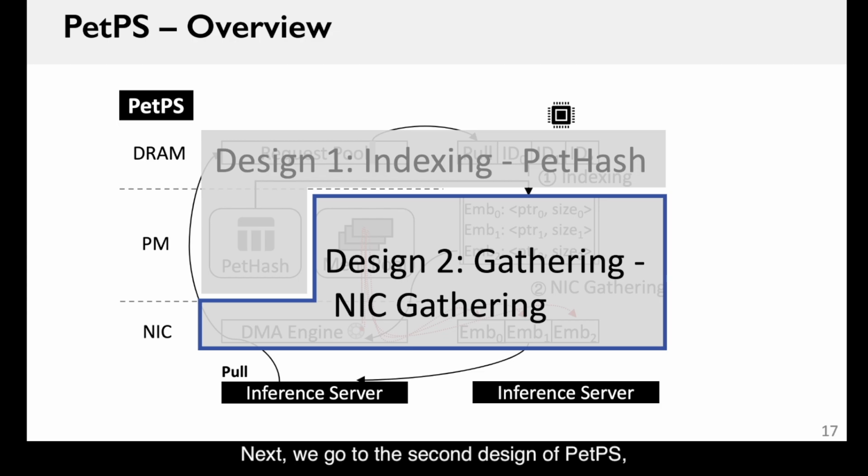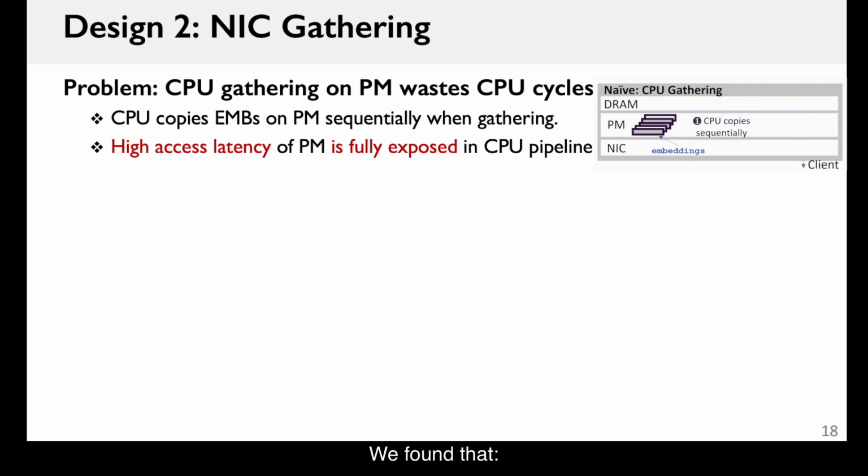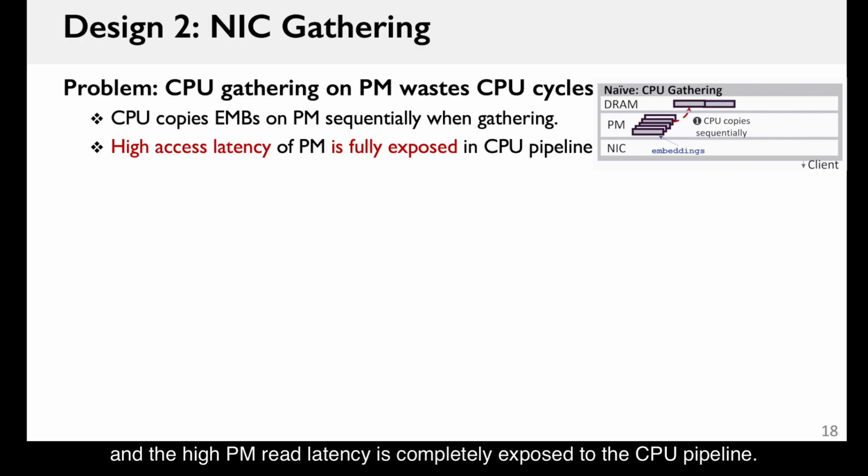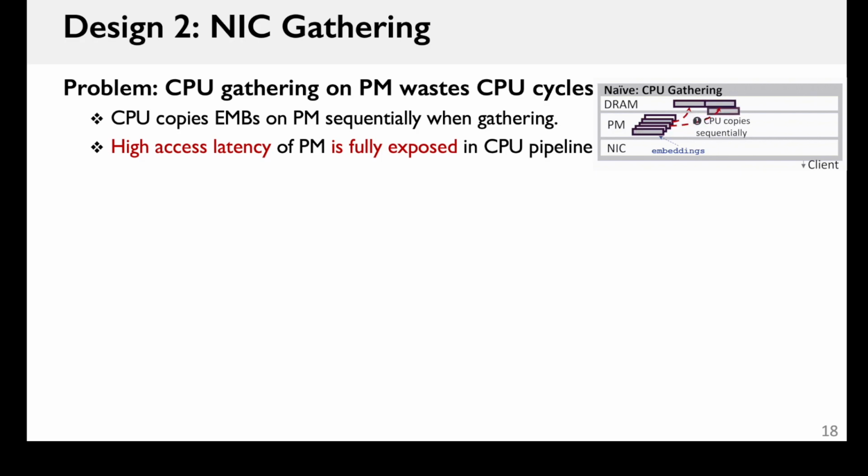Next, we go to the second design of PET-PS, NIC gathering. We found that the existing CPU gather-based scheme wastes lots of CPU cycles, as shown in the right animation. The CPU needs to gather the embeddings on PM one by one serially, and the high PM read latency is completely exposed to the CPU pipeline.